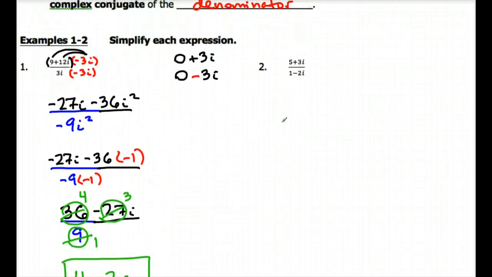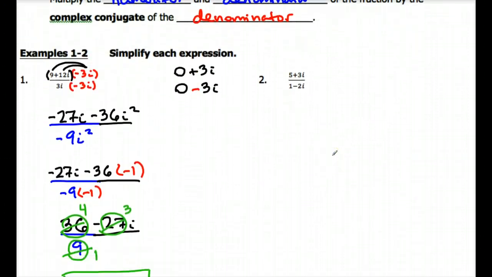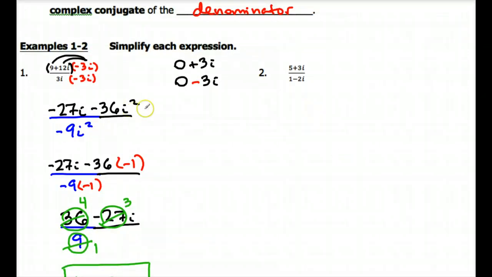Okay, let's try this again for number 2, and then again, like I said, you will get a lot more practice of problems like this in class as well. So number 2, we have the quantity 5 plus 3i divided by the quantity 1 minus 2i.